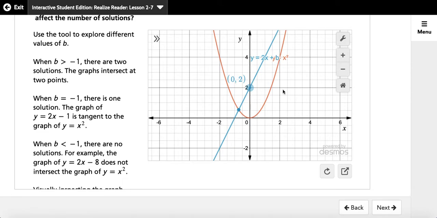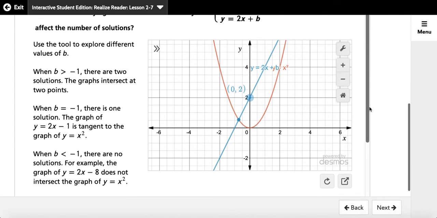Let's see what they have right now. There's a lot of overlap here. They have the value of b as 2, so it intersects at 2 instead of at 0. Okay, when b is greater than -1, there are two solutions. Well, let me just play around with it.